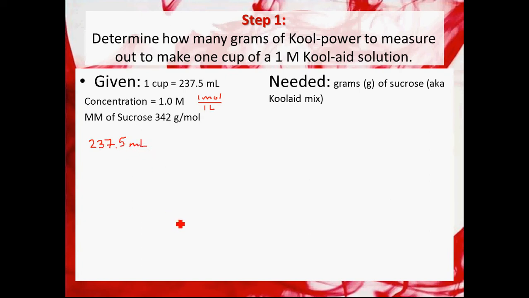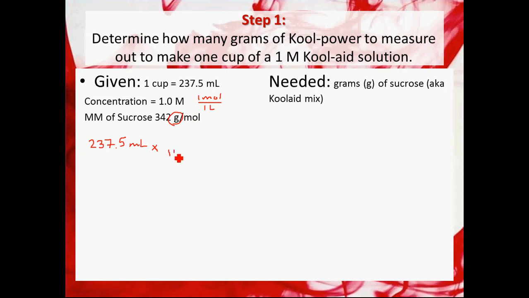And I need to somehow get that number from milliliters and get to mass, get to grams. Grams is the only unit that I need to be left with. So I'm going to look at the units that I have. I see I have moles per liter and I have grams per mole. Well, I can cancel out my milliliters using stoichiometry if I first convert that to liters.